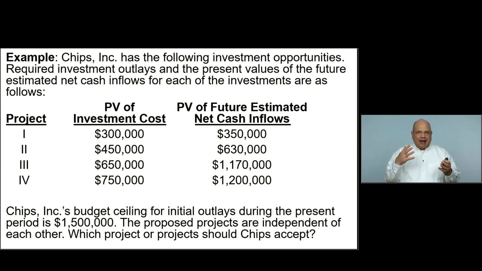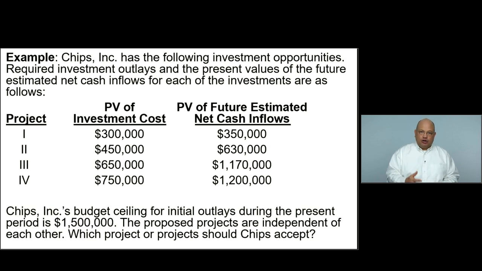Now, if we just look at what those investments are, we could invest in any one individually. We could invest in projects 1, 2, and 3. We could invest in all 3 of those. We have enough money to do that. But if we invest in projects 1, 2, and 3, we can't invest in project 4. We could invest in 2 and 3. Okay, well, if we invest in 2 and 3, we'd also want to invest in 1, I guess. But we can put together whatever combination, so long as it doesn't go over $1.5 million.